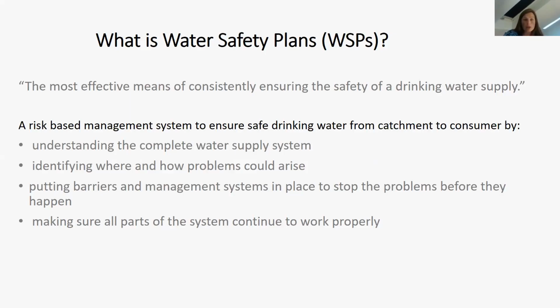It helps them to understand the complete water supply system and identify where and how problems could arise specifically for their system.